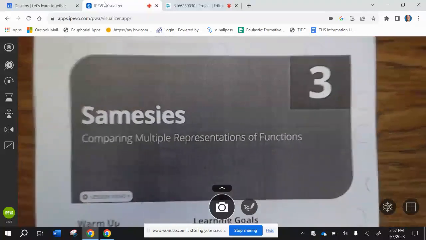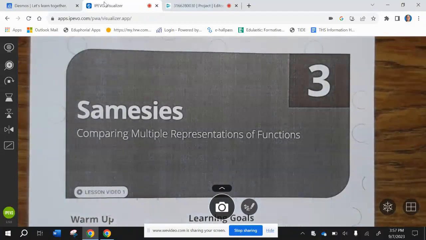Okay, Wildcats. Today we're looking at 3.Samesies, comparing multiple representational functions.